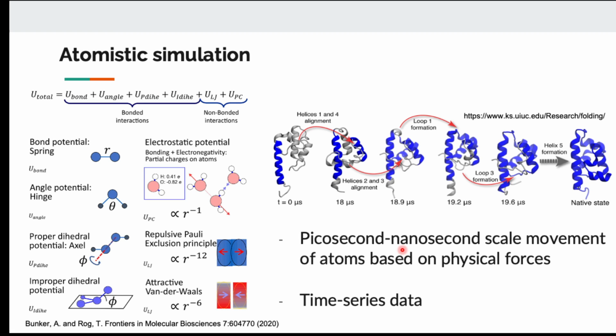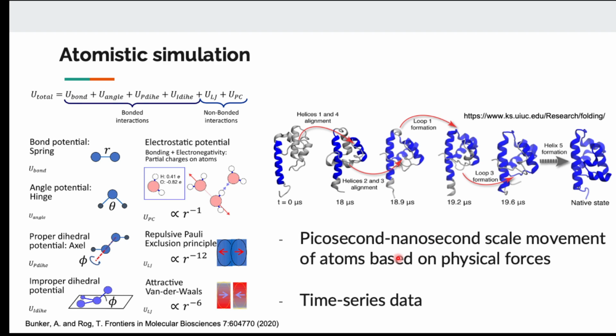So it's very time consuming. Right? Imagine that if you want to measure how protein moves in 1 second, you need to do 10 to the 9 steps to go from 1 nanosecond movement to a second worth of protein dynamics.